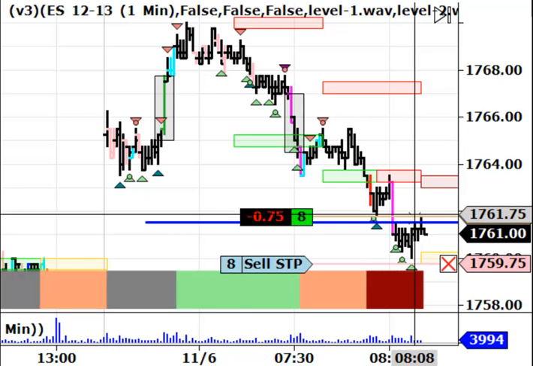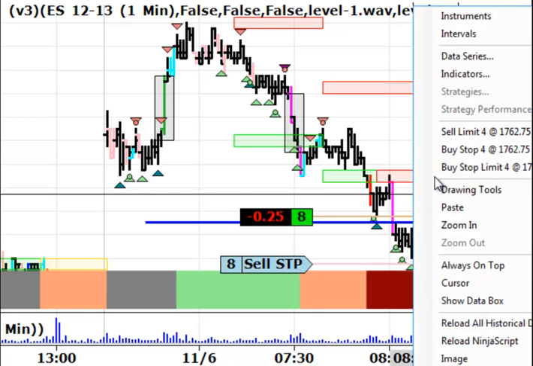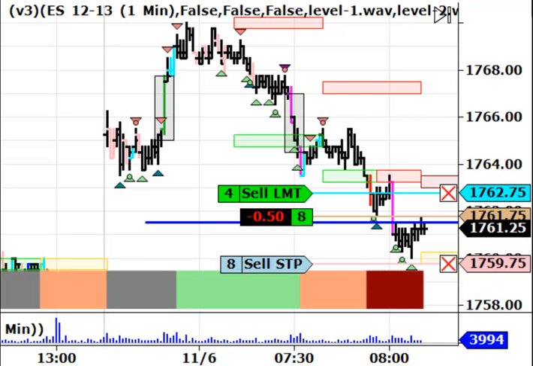I'm going to put my first sell at one point here. So I'm going to place an order to sell half of the position. Long 8 contracts at 1761.75. So I've placed that order to sell half the position, or 4 contracts, at 1762.75. Now obviously what I'd like to see is for that market to move up to the first objective there, and then I'll adjust the stop, probably bring it up to break even.